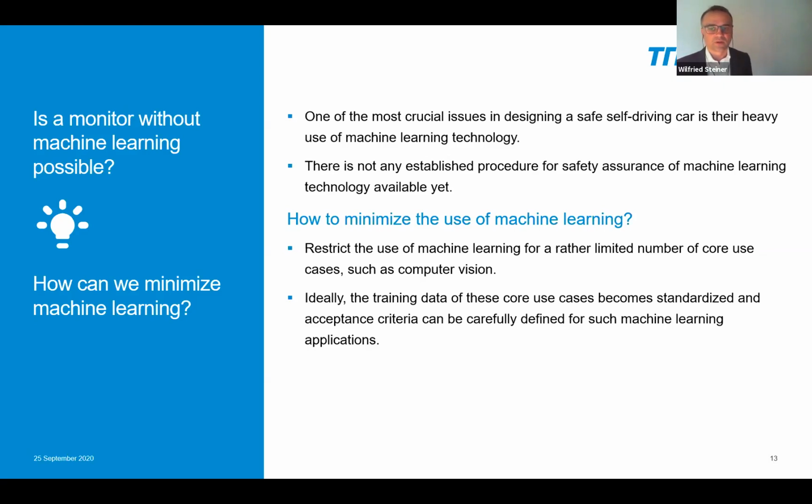So yes, for example, for object recognition or object detection in a very complex scenario, you might have to use machine learning techniques, but probably you don't need machine learning for generating an appropriate and safe trajectory. So the first issue and design principle for a safety monitor I would impose is how can we minimize machine learning for such monitors.